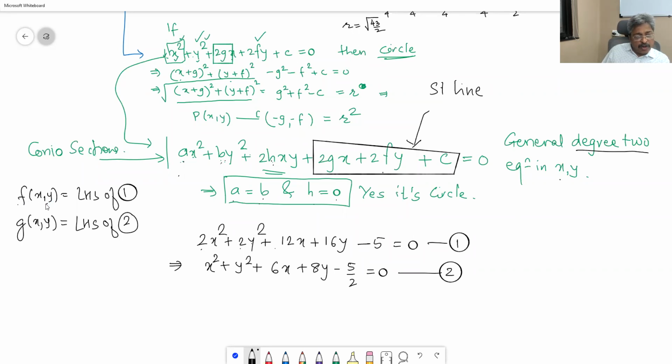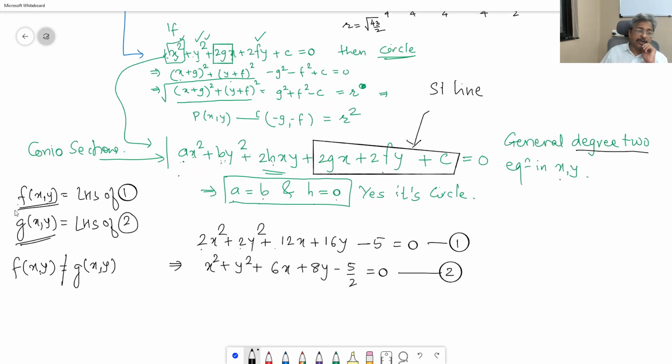then f of x comma y is algebra. G of x comma y is algebra. I cannot say f of x comma y is exactly equal to g of x comma y. They are not equal. So I am not looking at RHS. I am not considering the curve. I am looking at these two expressions. They are not equal. They are multiples of each other. That is fine, but they are not equal.